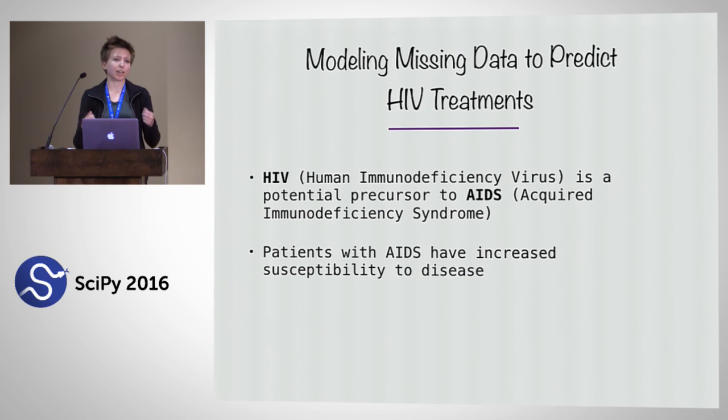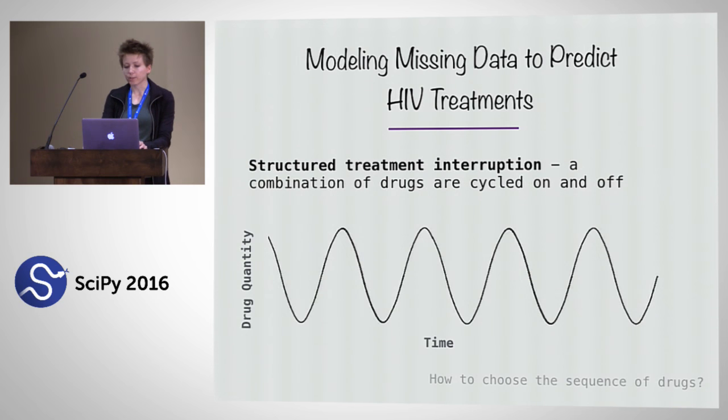Meaning that if you're HIV positive, that doesn't mean that you have AIDS. That just means that you need good treatment, and with appropriate treatment, you might never have AIDS, and your immune system can stay at a reasonably healthy level. One common way that this is treated is called structured treatment interruption.